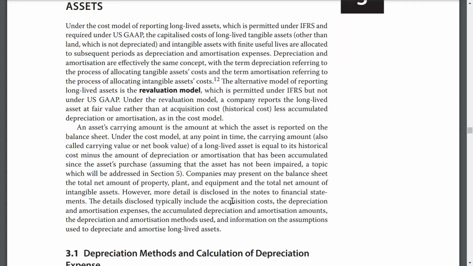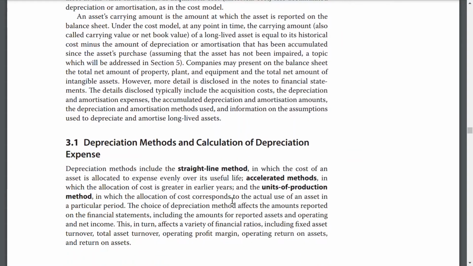Companies may present on the balance sheet the total or net amount of property, plant, and equipment, and the total net amount of intangible assets. However, more detail is disclosed in the notes to financial statements. The details disclosed typically include the acquisition cost, the depreciation and amortization expenses, the accumulated depreciation and amortization amounts, the depreciation and amortization methods used, and information on the assumptions used to depreciate and amortize long-lived assets.